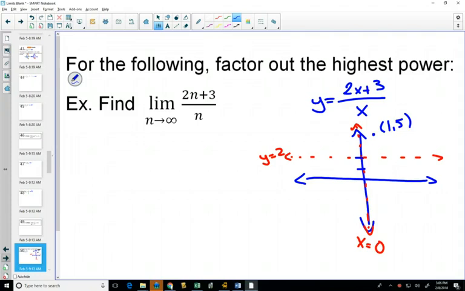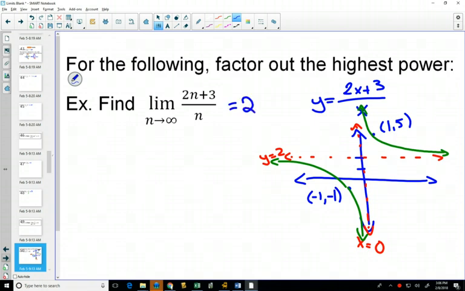If you plug in negative 1, you'll get (-1, -1). And this graph looks like this. So from the graph that you graphed in grade 12, we're saying as our values of n, but it could be x if we used x there, got bigger and bigger and bigger, what does our graph get closer and closer to? It gets closer to 2. So that's using what you knew from grade 12 mathematics.